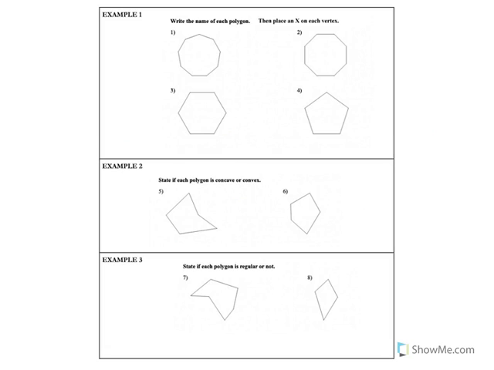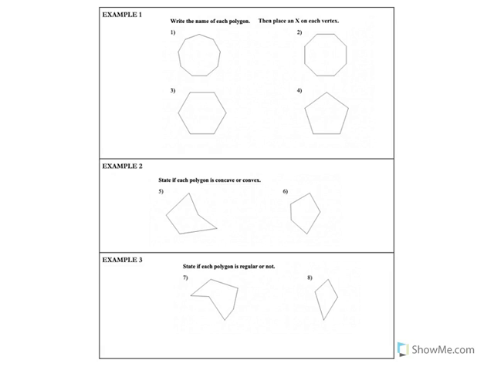All right, so let's look at the kinds of problems you might see in this section. You're going to be asked to name the polygons in example 1. In example 2, you're going to state if they are concave or convex, and in example 3, we're going to see if they are regular or not. So let's look at number 1.